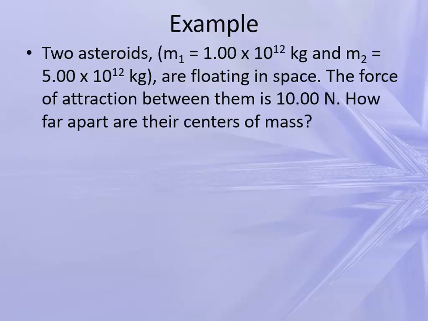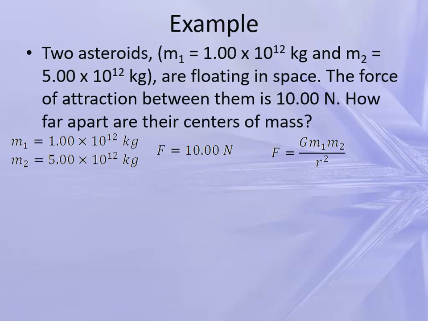So for example, two asteroids floating in space. One has a mass of 1 trillion kilograms, the other has a mass of 5 trillion kilograms. These are like masses of mountains. So what if the force of attraction between them is 10 newtons? How far apart are their centers of mass? So I write my givens, and here I used an old format for the equation where it didn't allow me to non-italicize the units, and I didn't feel like going back and redoing the whole problem and changing the format so that I could non-italicize the units, so I just left it for the video.